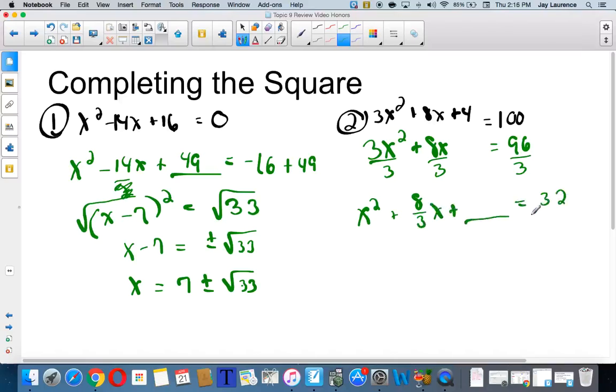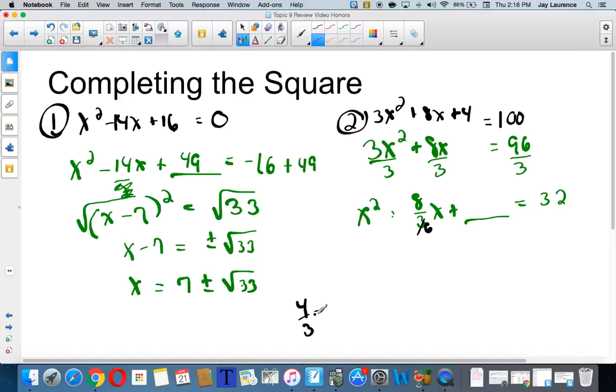32. Okay, so now I take half of this, which becomes 8/6, right? I'm going to simplify 8/6. 8/6 will become 4/3. And then I'm going to square it. I'm sorry, I don't want to put 4/3 there. I want to leave 8/3 there, sorry. But I do want 8/6, and 8/6 simplified is 4/3.